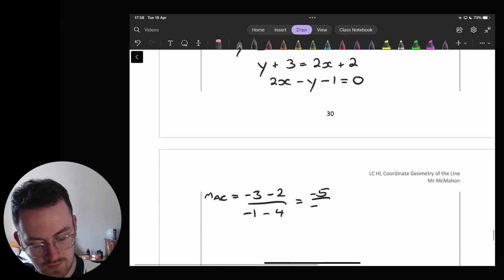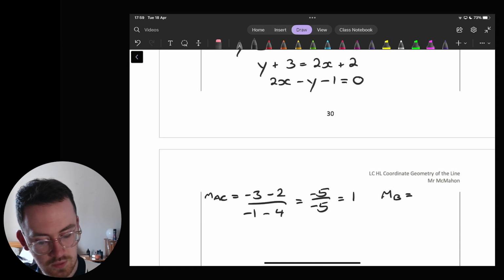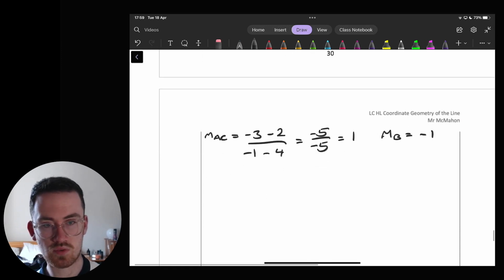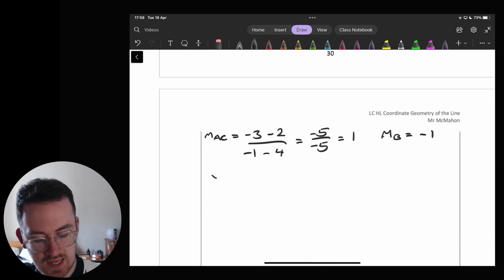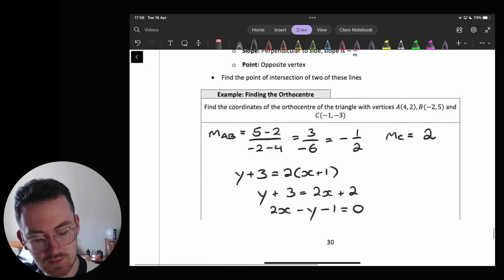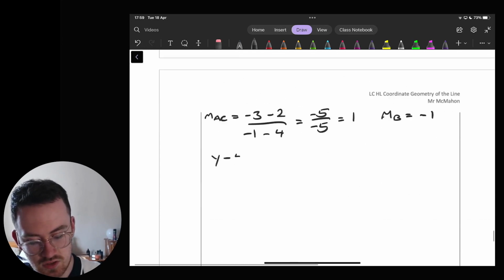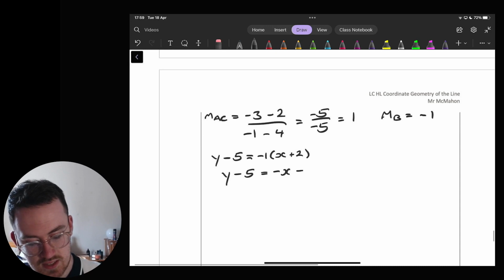Minus 5 over minus 5, which is of course just 1, which means that the slope of the line through B will be minus 1. So 1 over 1 becomes minus 1 over 1. And again, we'll use our point B this time, which is minus 2, 5. We can similarly tidy and adjust as we see fit.